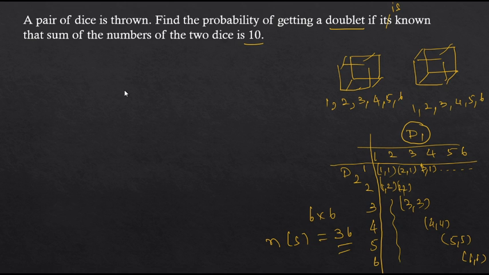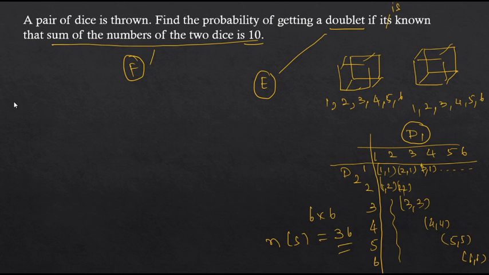And what is given here? A pair of dice is thrown. We have arrived at the sample space elements, and we must find the probability of getting a doublet. So getting a doublet is E. Are you able to follow? And then it is known that the sum of numbers of two dice is 10, that is the second event. So this is F. Got it? Now we have to identify the elements.